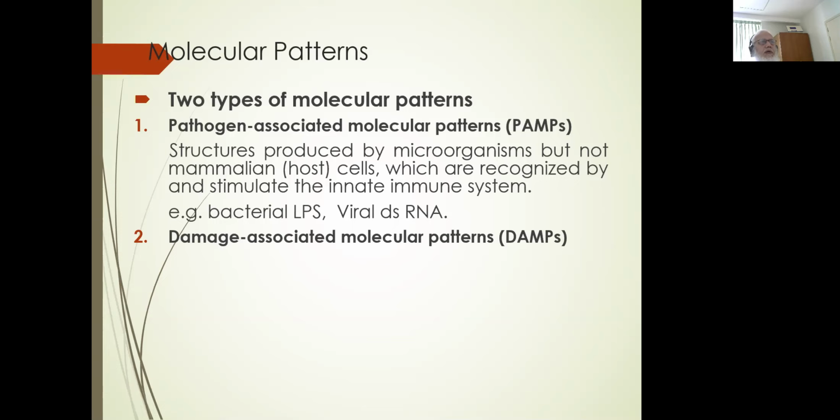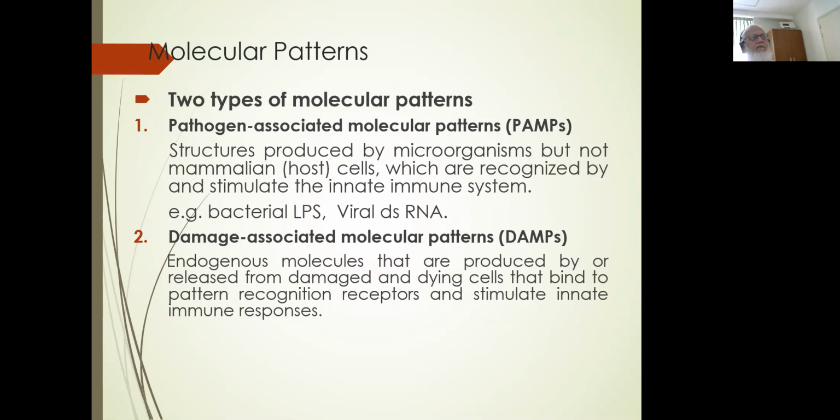The other type is damage-associated molecular pattern, DAMP. Damage-associated molecular patterns arise when our cells and tissues become old, or may be damaged by wear and tear. They are recognized by the innate immune system. These endogenous molecules that are produced by or released from damaged or dying cells bind to the pattern recognition receptor and stimulate the innate immune response. For example, stress-induced protein, nuclear protein, etc.